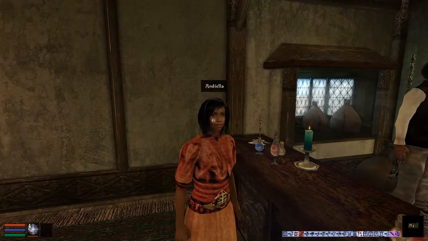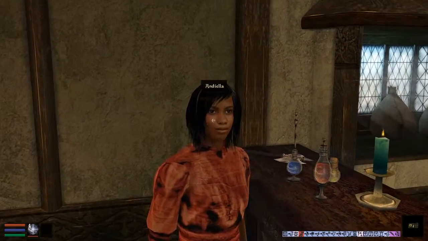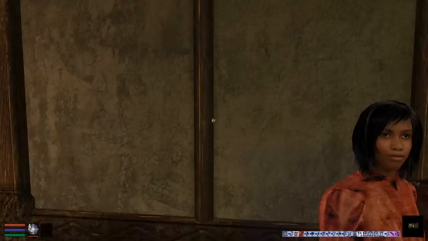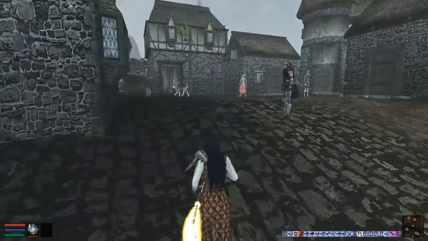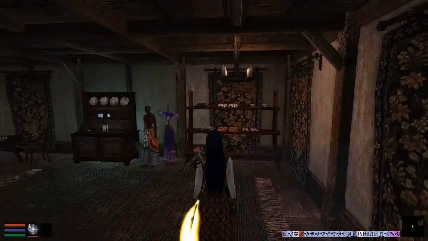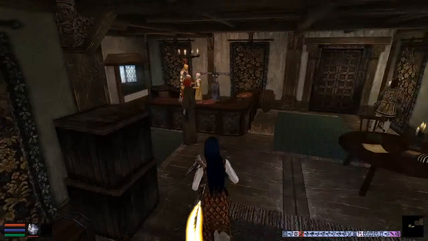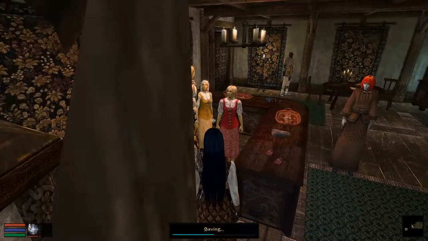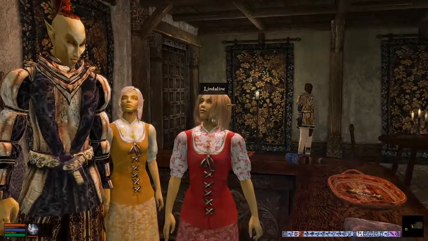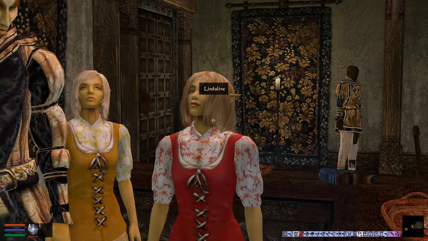Your bidding, knight? And this nice girl could be selling something? No. Oh my, that says you're a hero. So let's just try and buy some clothes here. Lindelim, are you selling some children's clothes?